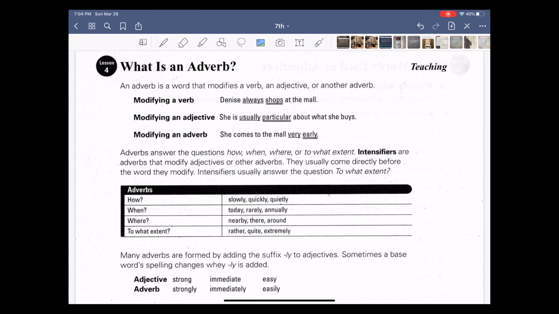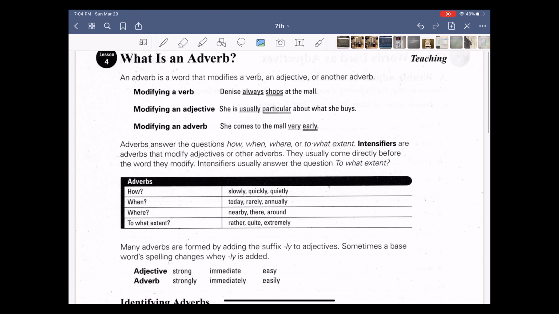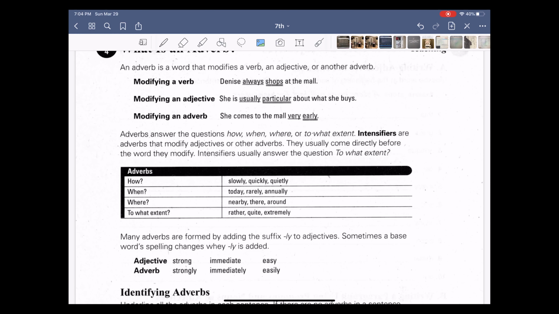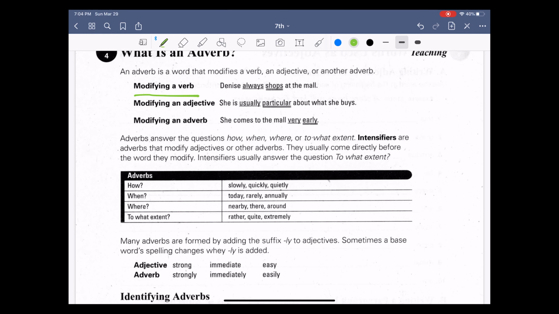What is an adverb? An adverb is a word that modifies a verb, an adjective, or another adverb. Modifying a verb: Denise always shops at the mall. Here our verb is shops, and the adverb tells us when she's shopping. Denise always shops.